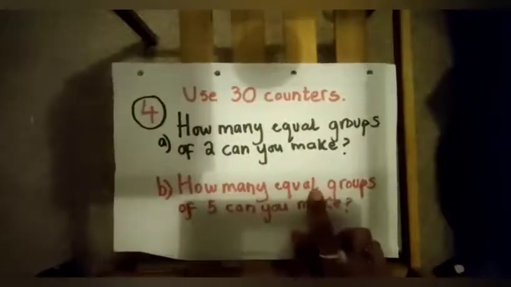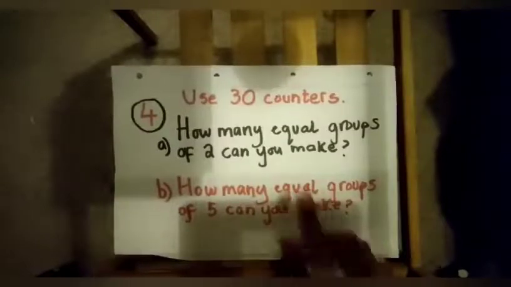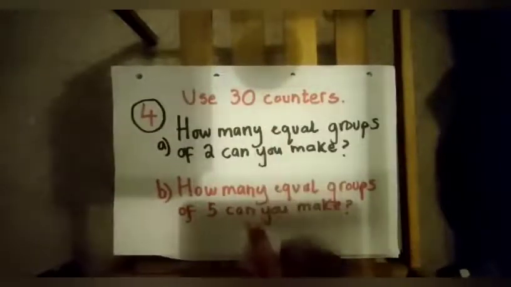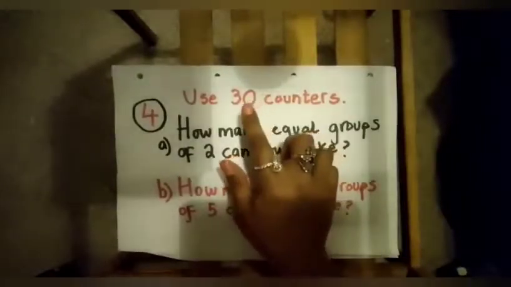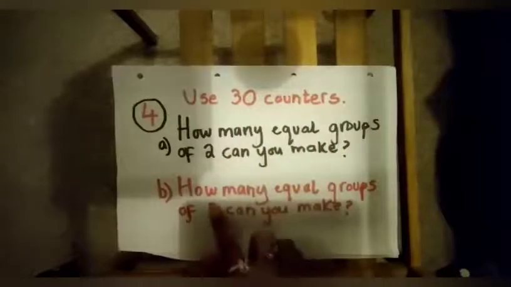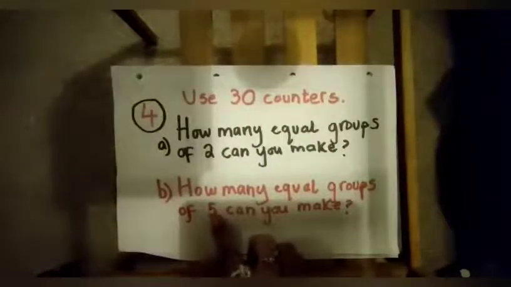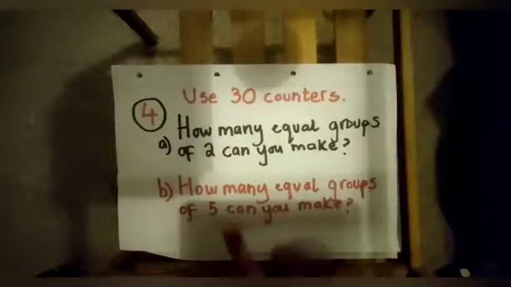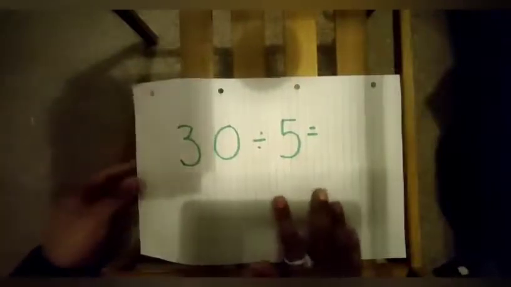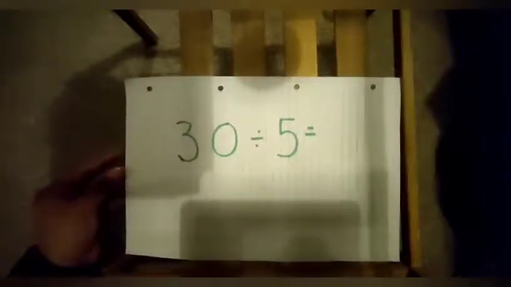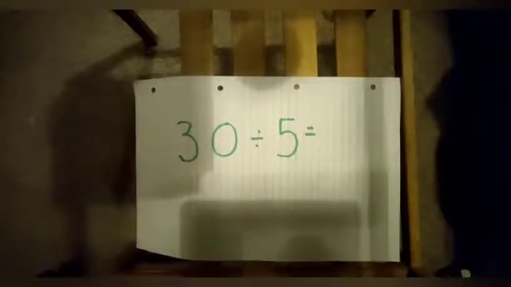Remember, the groups are equal, so there needs to be the same number in each group. Now, this gives me a clue. So if I have 30 counters and I'm trying to make equal groups of 5, I can simply divide 30 by 5 to find out how many equal groups of 5 I can make. So what I want you to do is divide 30 by 5, pause the video and try this yourself.